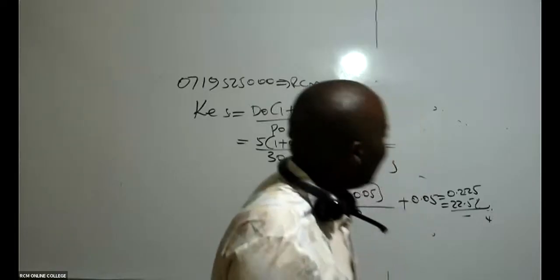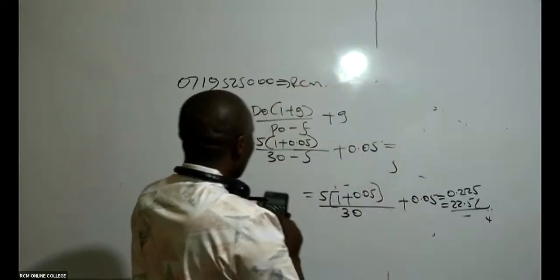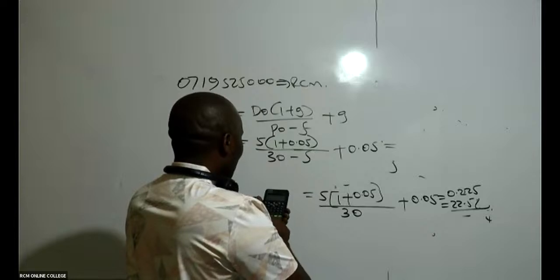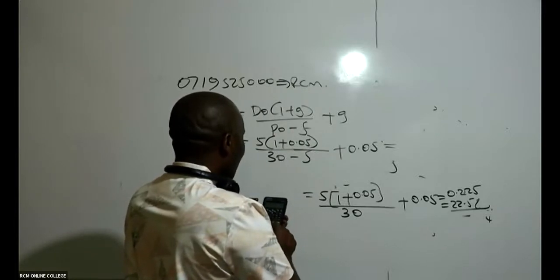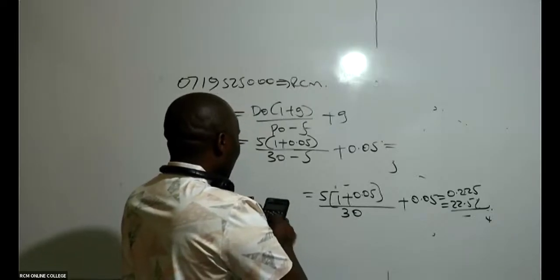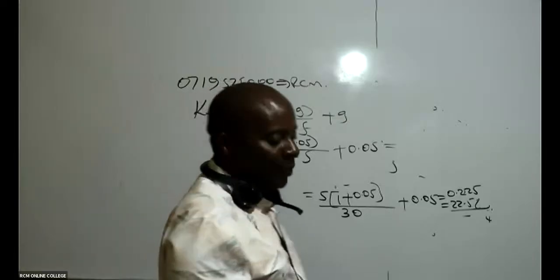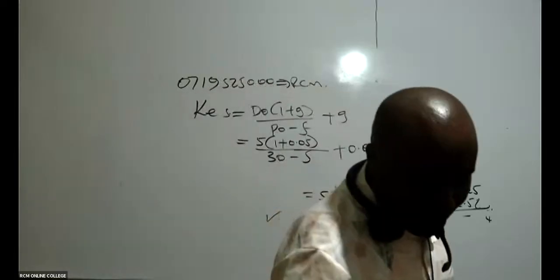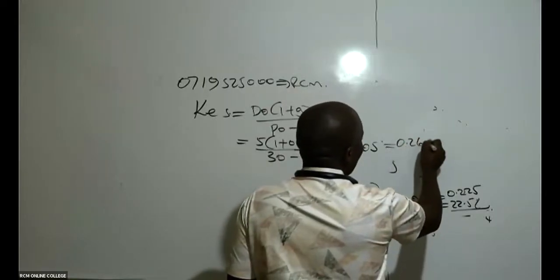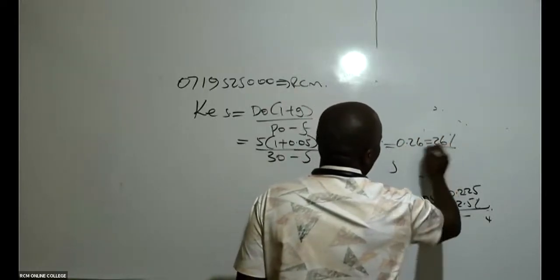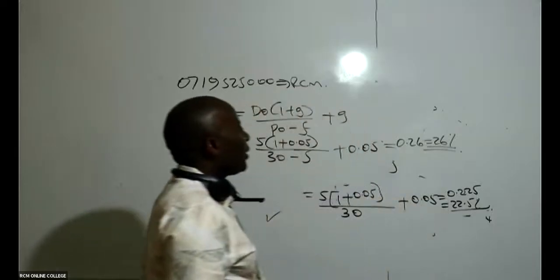So you take your calculator, in this case, and say 5 times 1.05 divided by 25. You say equals, and then you say plus 0.05 equals. I'm getting 26%, 0.26, which is the same as 26%.